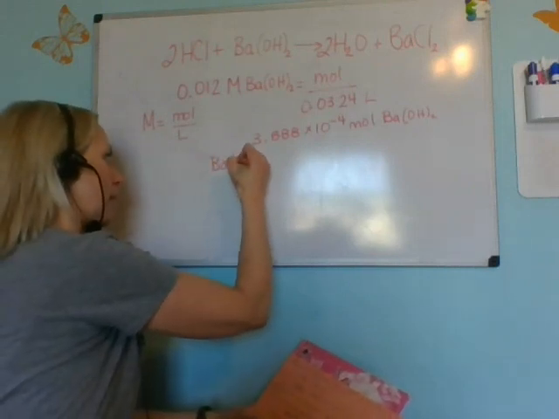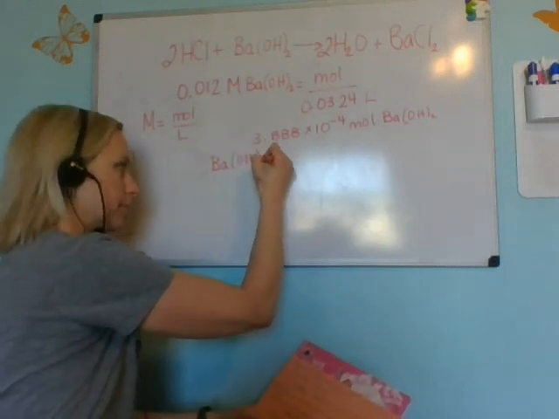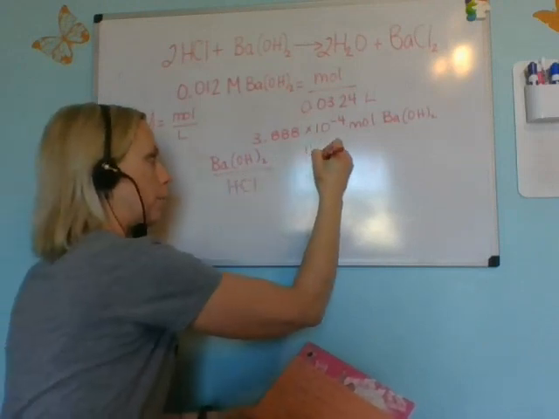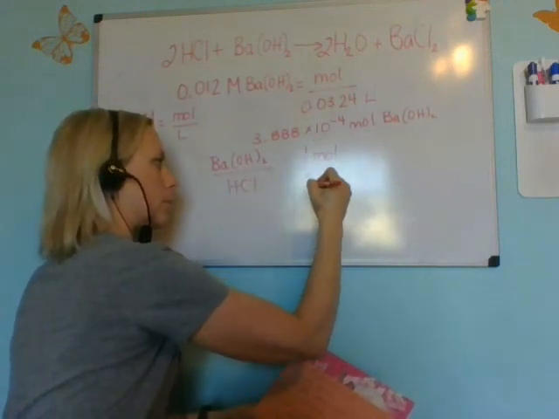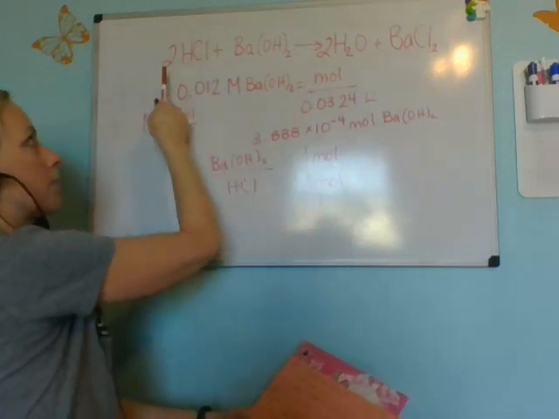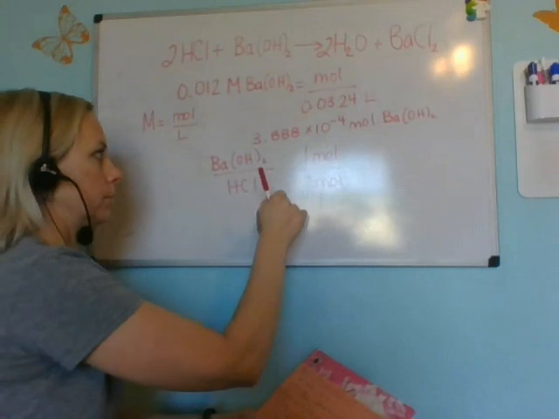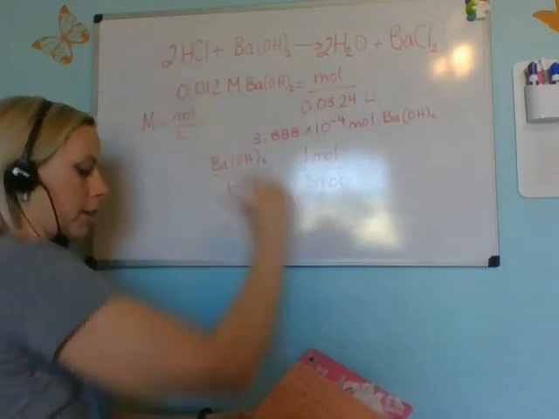We have barium hydroxide and we have hydrochloric acid. We have 1 mole to 2 moles. And this comes from the balanced equation. Okay, 1 to 2. 1 to 2.